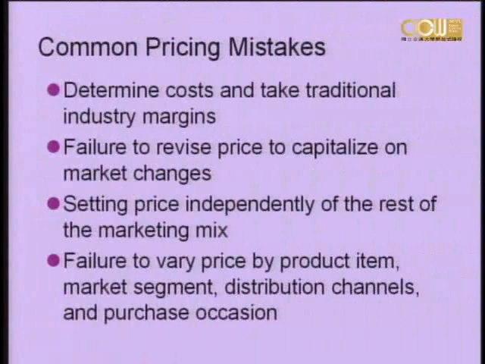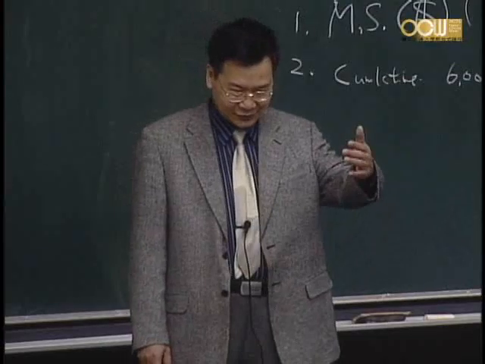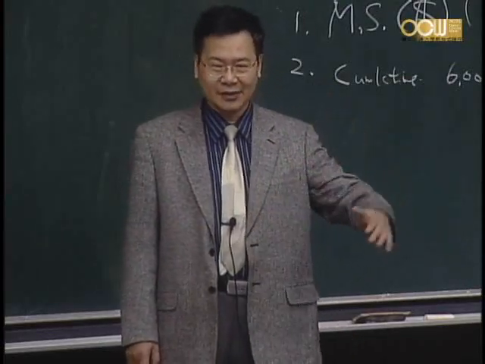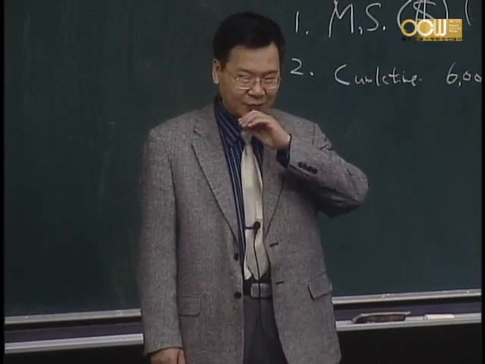Common pricing mistakes, let's read that carefully. First: determine cost and take the traditional industry margin. So the industry charges 6%, I charge 6%. That's totally wrong. Second: failure to revise price to capitalize on market change. In your game, markets start to change. The three products are different, and good winners use three different strategies. If you go through the game later, you're going to see that. If you are very naive and don't know what's going on, you've got trouble.